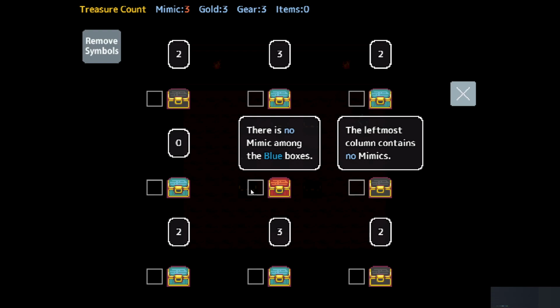There's no mimic among the blue boxes. If that is true, then it's false. Because... Oh, no, it could be. Wait. No. That is definitely false because of this. Which is then also false. Leftmost column contains no mimics is then false. 2, 3, 2, 2, 3, 2. Send. Yep.